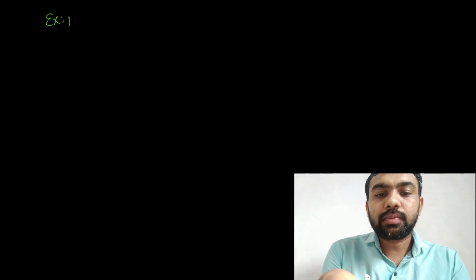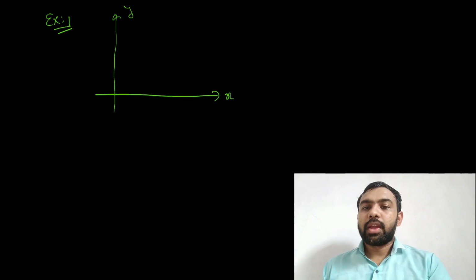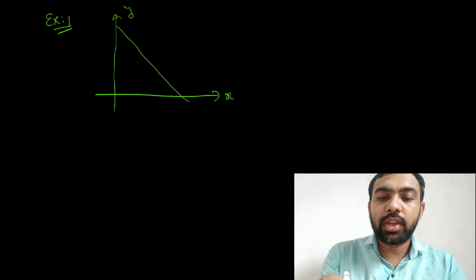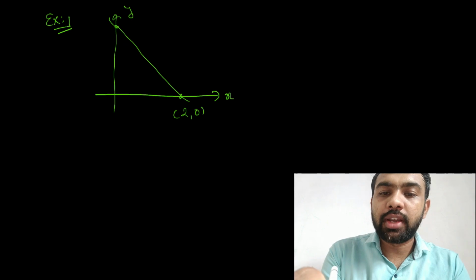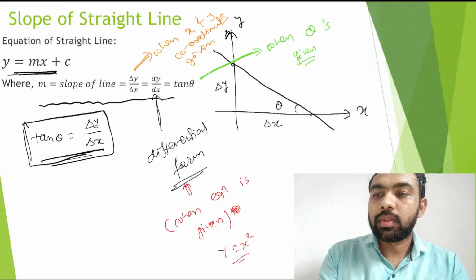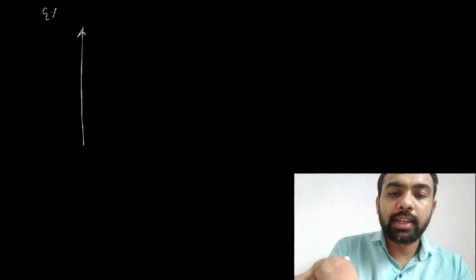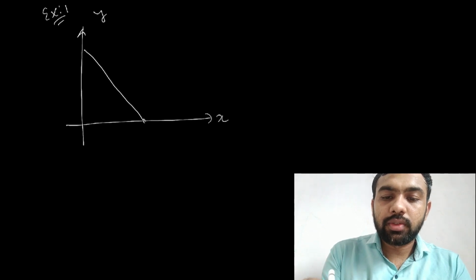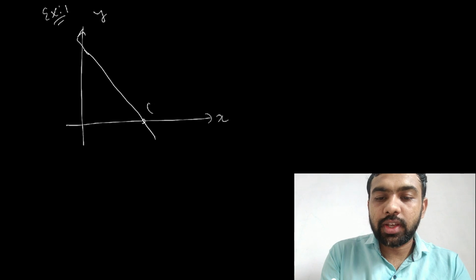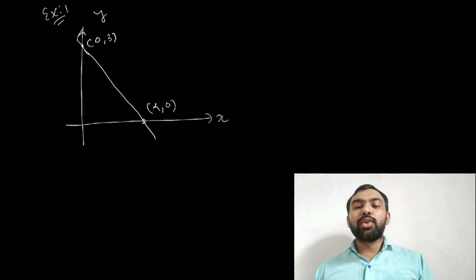Suppose example number 1. This type of case is given, x and y. Let's draw, I'm just drawing one line. This point's coordinates are 2, 0, and this point's coordinates are 0, 3. Okay, so here the x and y coordinates are given.